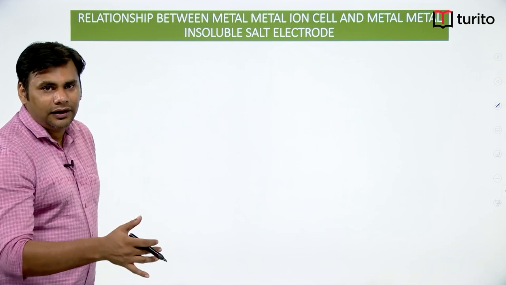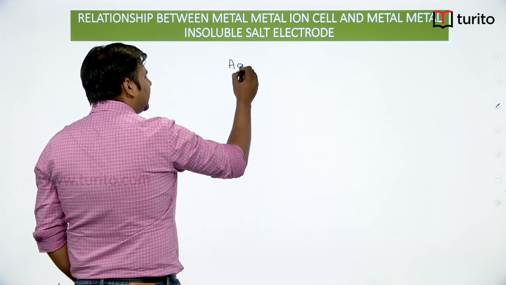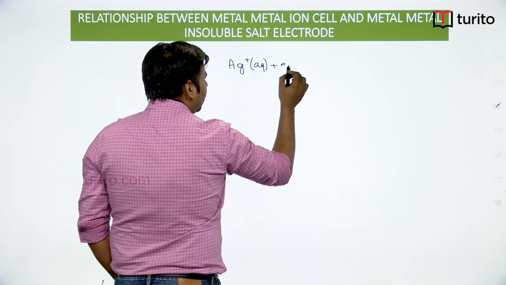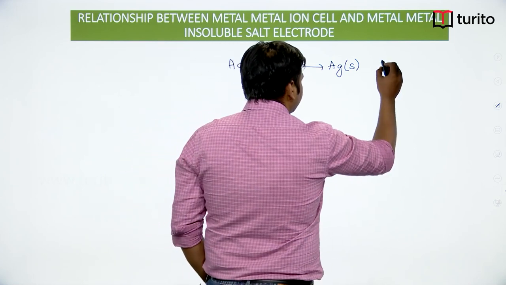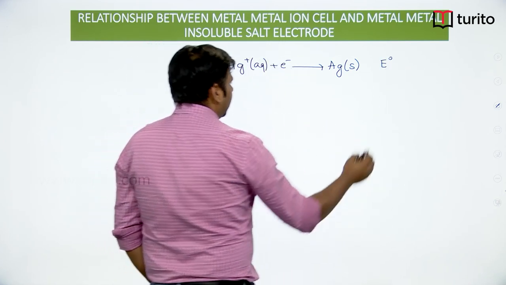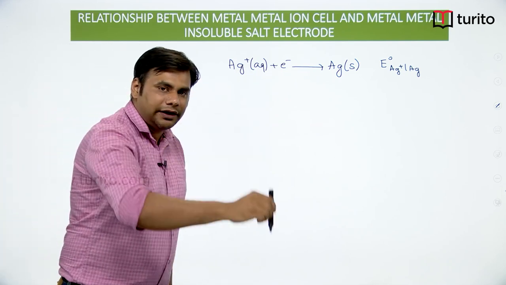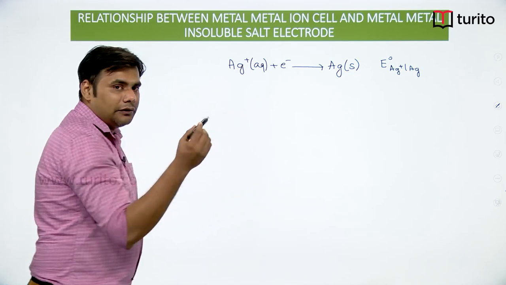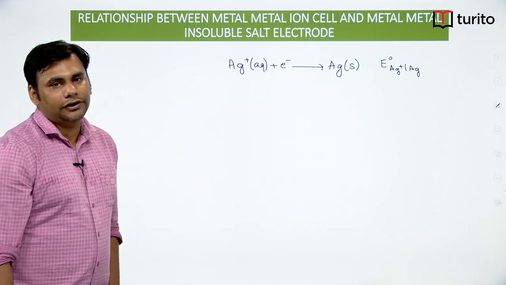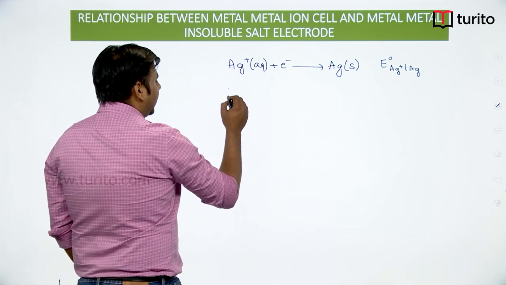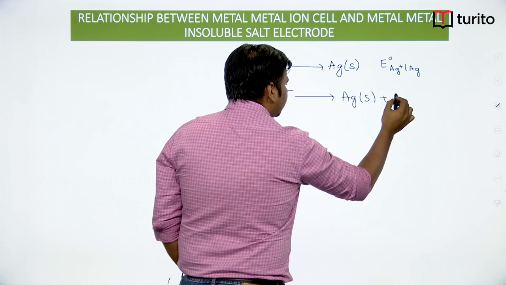So let us consider a silver electrode dipped in a silver ion solution, okay. Suppose this is the reaction that is happening in it. So Ag plus aqueous is taking up an electron and changing into silver. Okay, hope this is clear to you. So we'll say that this has a reduction potential of Ag plus changing into Ag. So we have taken a silver rod dipped in its silver ion solution. Now, if we take the same silver rod and coat it with an insoluble salt, that is AgCl, and dip it in a chloride ion solution, it will become a metal insoluble salt ion electrode. In that case, if a reduction is happening, AgCl is taking up an electron and changing into silver plus chloride ion.